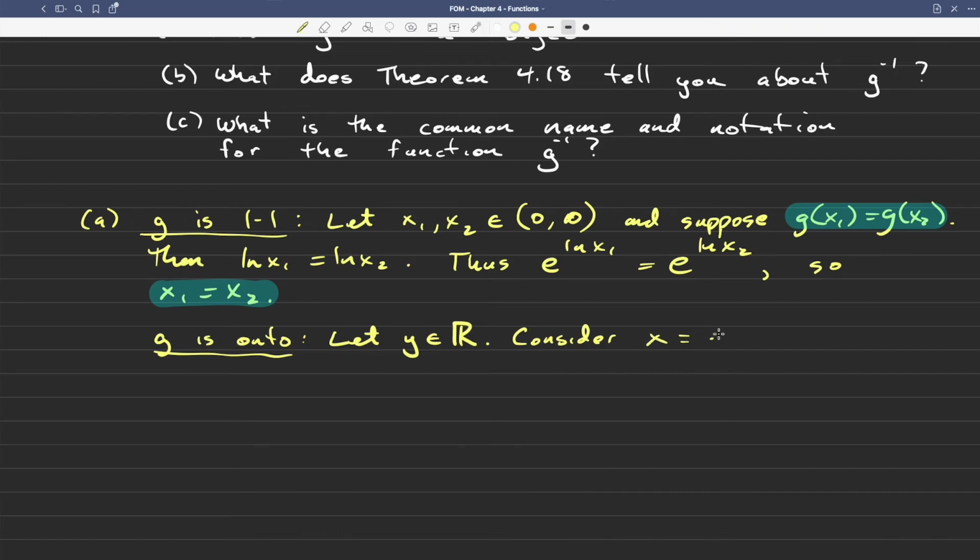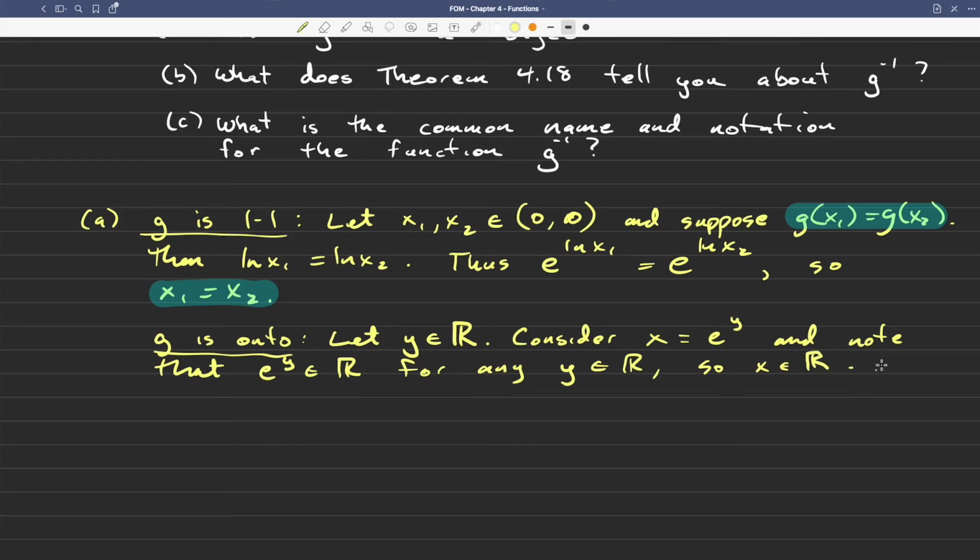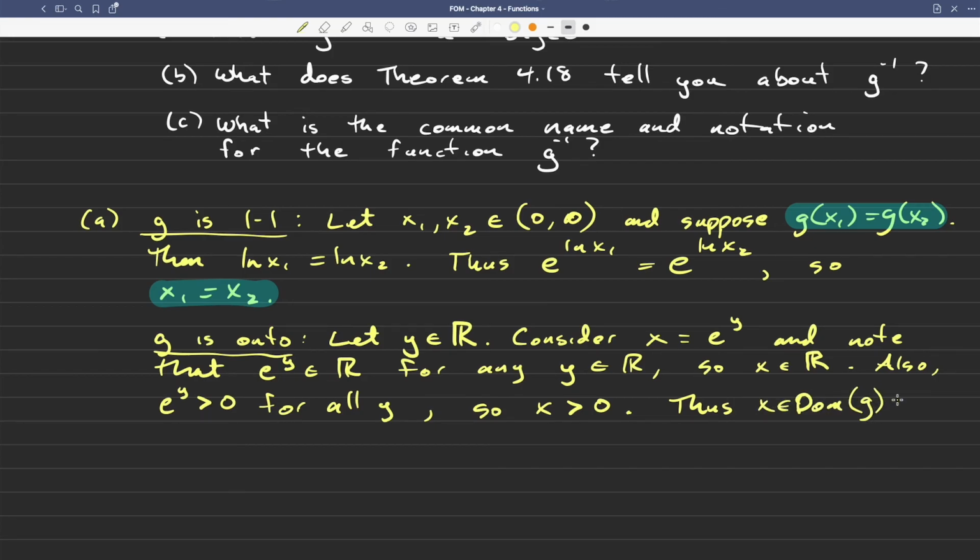Consider x equals e to the y, and note that e to the y is a real number for any y in the reals. So x is a real number. Not only that, also e to the y, you may remember, is greater than 0 for all y. So our x, which is equal to e to the y, is greater than 0. So x is a positive real number, thus x is in the domain of g here, which was the interval 0 to infinity.